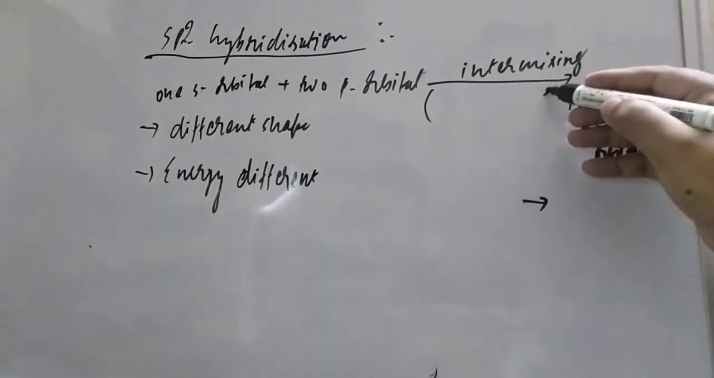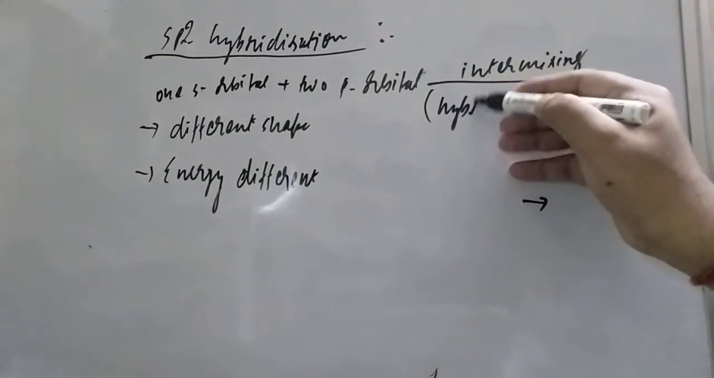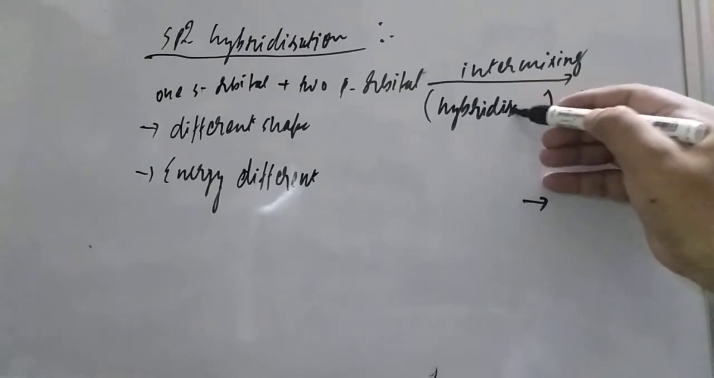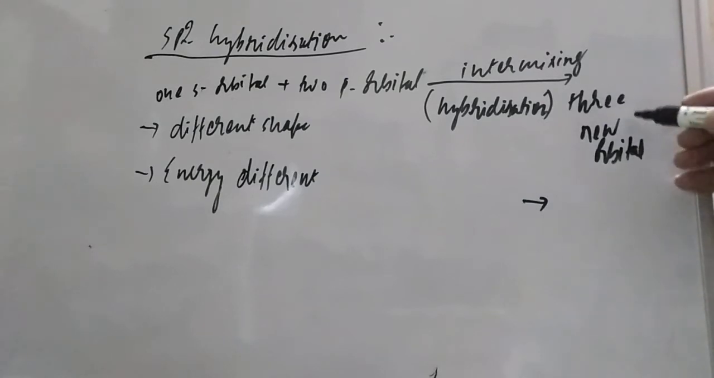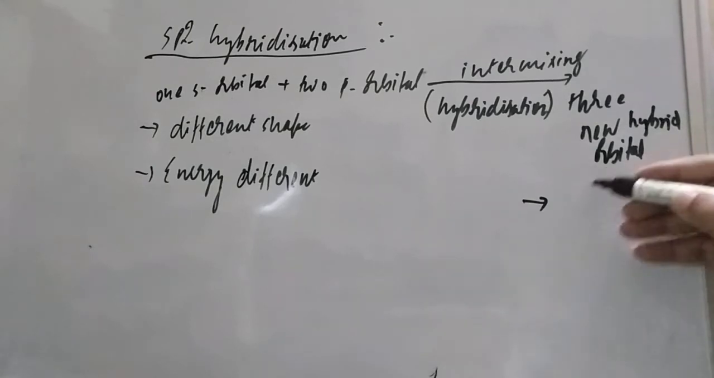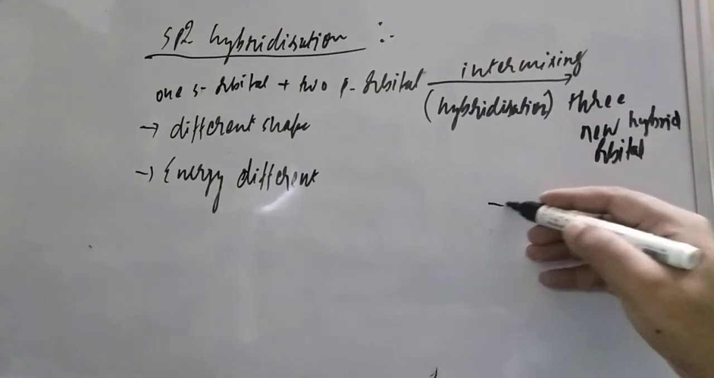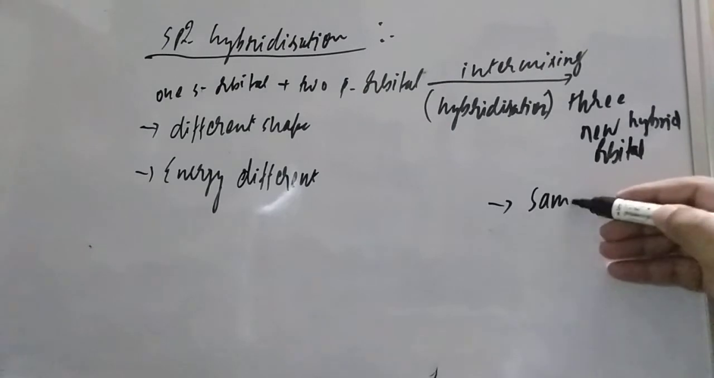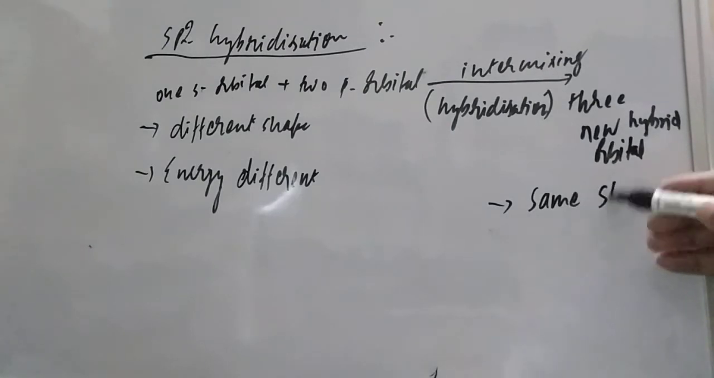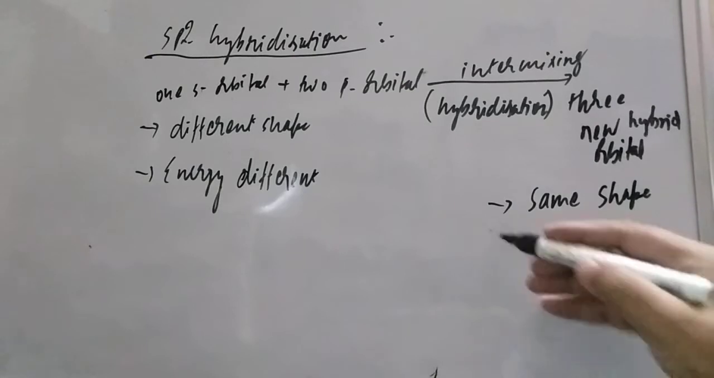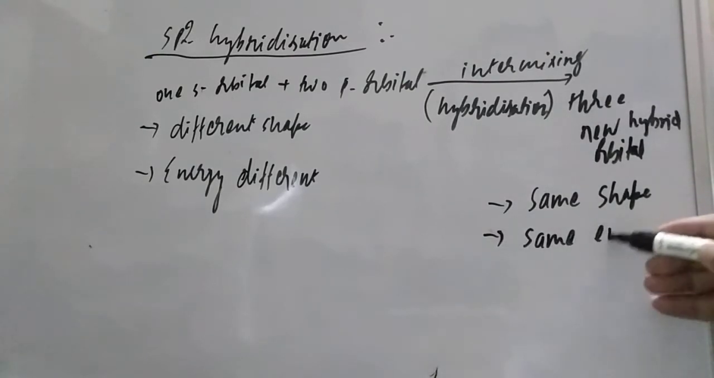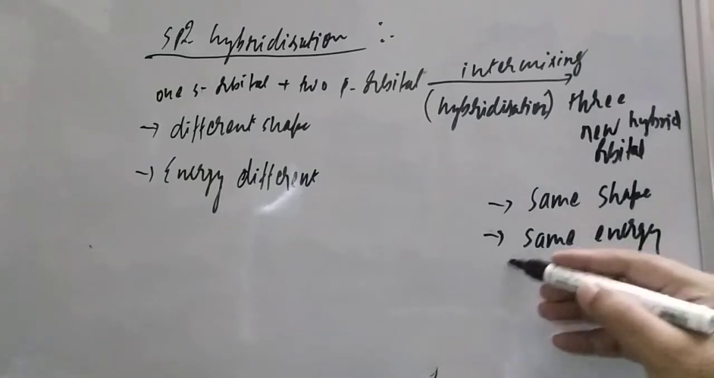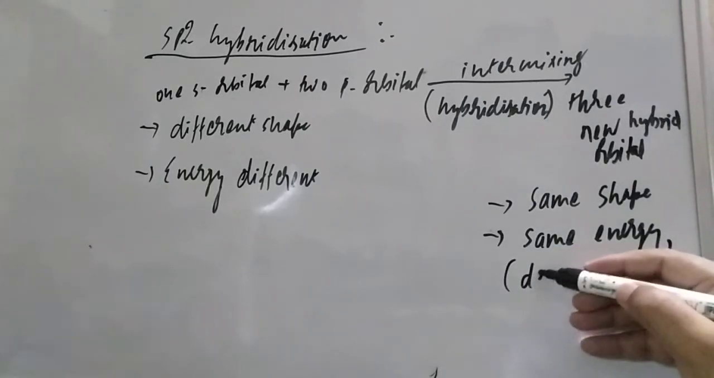This intermixing is also known as hybridization. So three new orbitals are forming, and these three new orbitals are known as new hybrid orbitals. These three orbitals all have the same shape and the same energy. Same energy is also known as degeneracy, or degenerate orbitals.